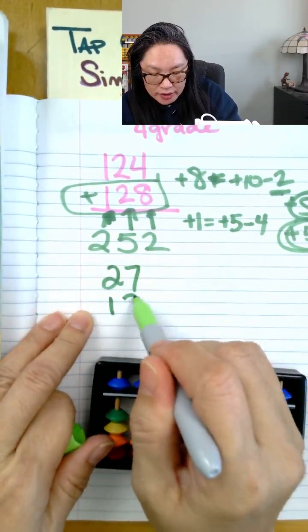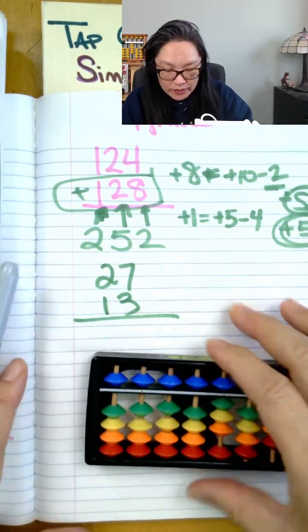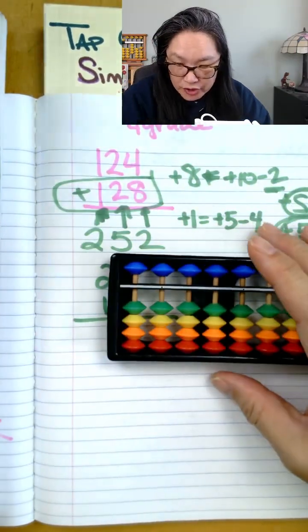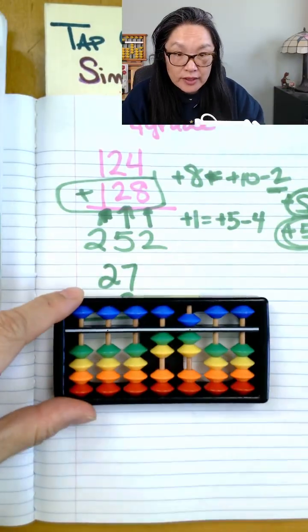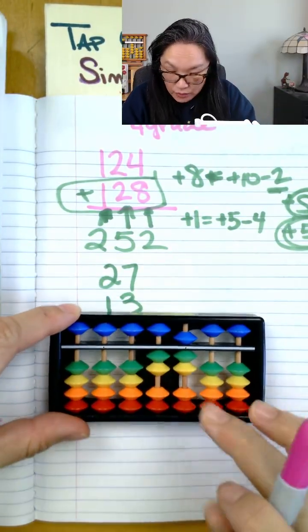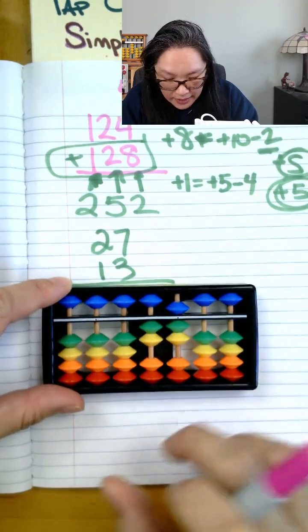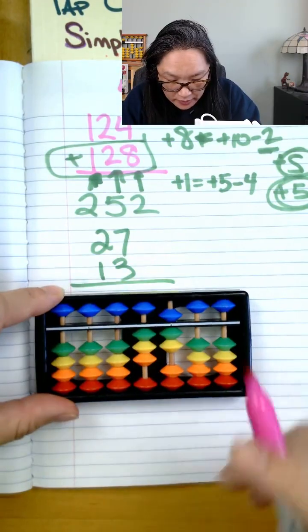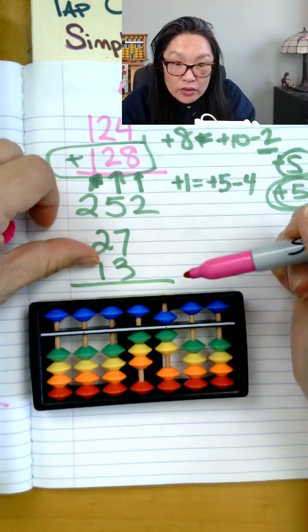27 plus 13. This will be easy. What are we doing? Same thing. I'm going to change color. Okay, we have 27, right? We got 27. Not a problem. We add 1. Now we add the 3. Okay, this is a good question. Why? Because now we start going through our process.